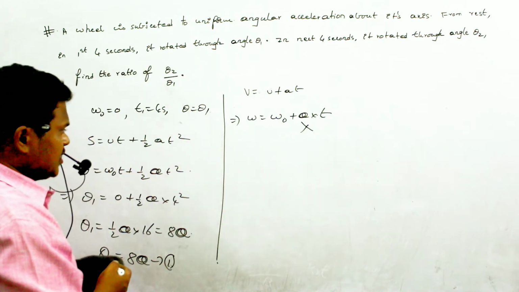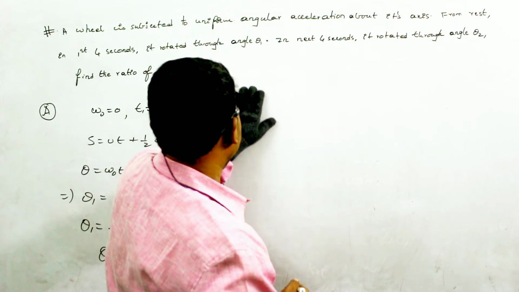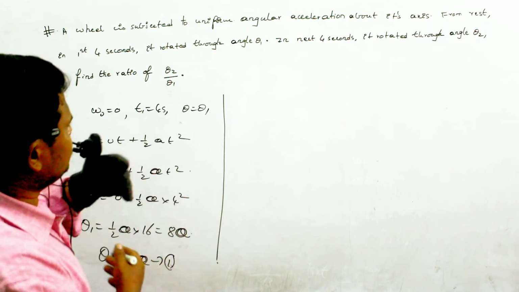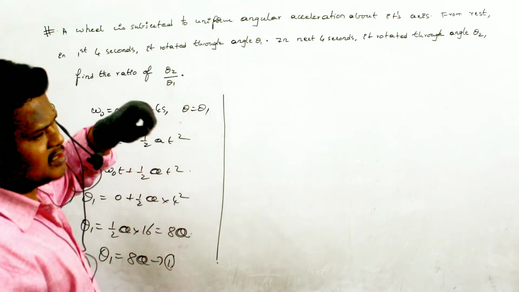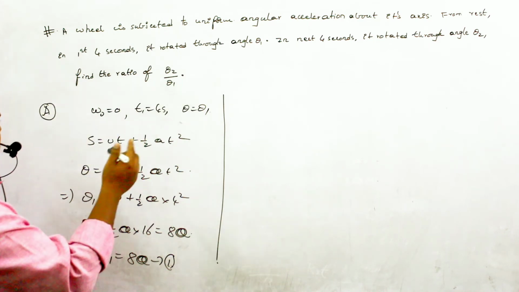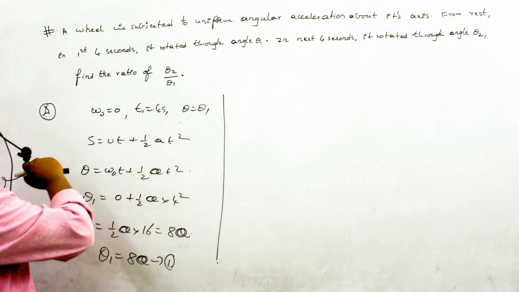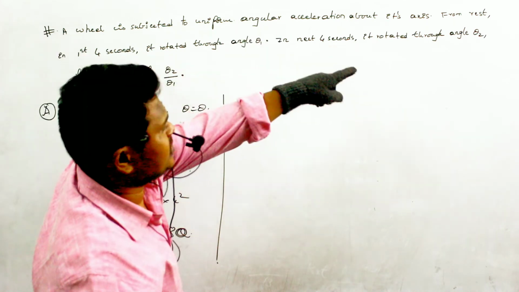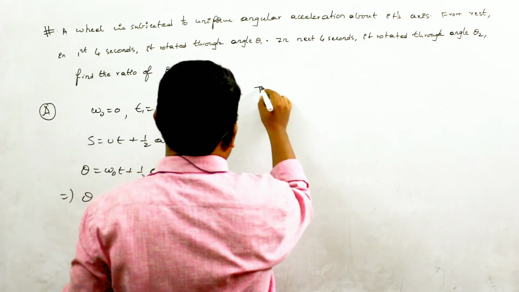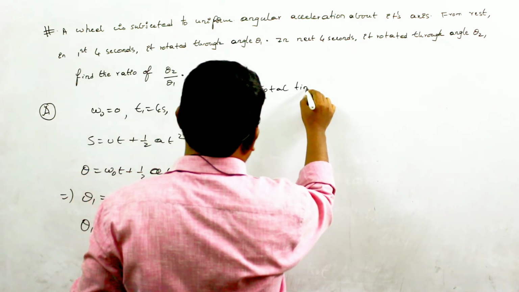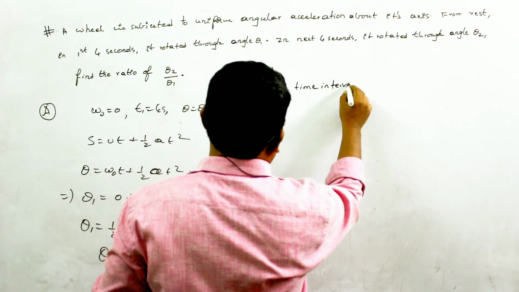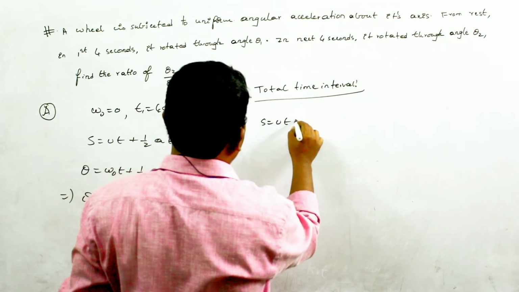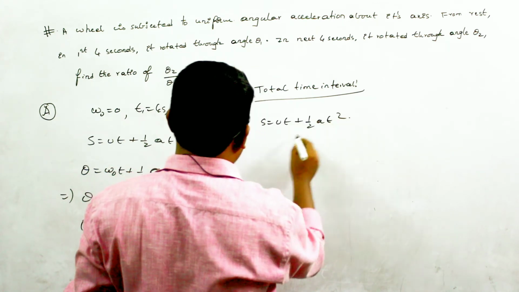So therefore, I will try to solve this problem by considering the total interval of the first 4 seconds and the next 4 seconds. If I consider the total interval of 8 seconds, then again I am considering from the first condition where angular velocity was 0. And in total, the angle covered will be theta 1 plus theta 2. So for the total time interval, how can I write the relations? Again, I can use the same relation s is equal to ut plus half at square.